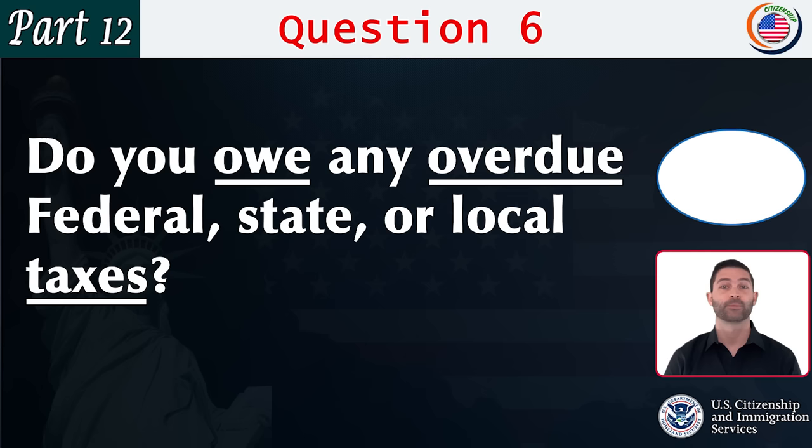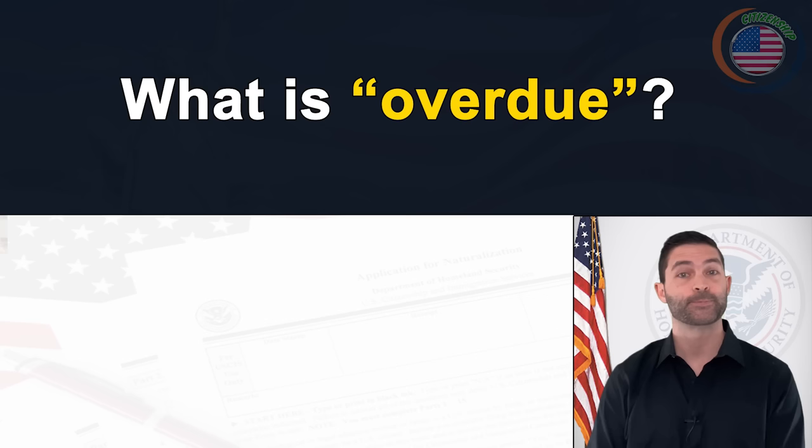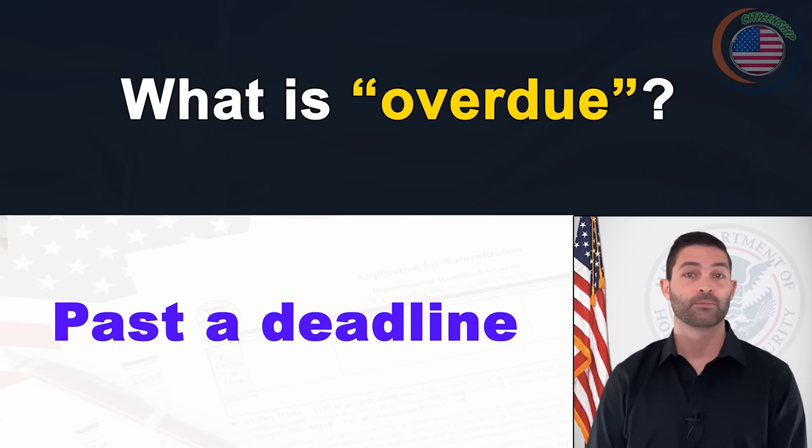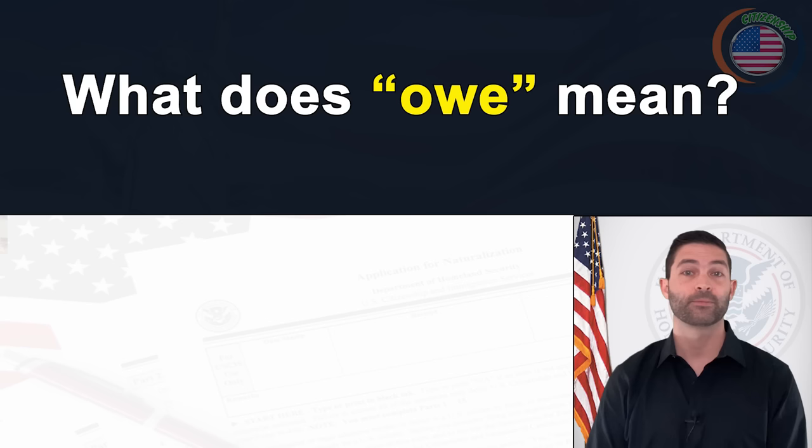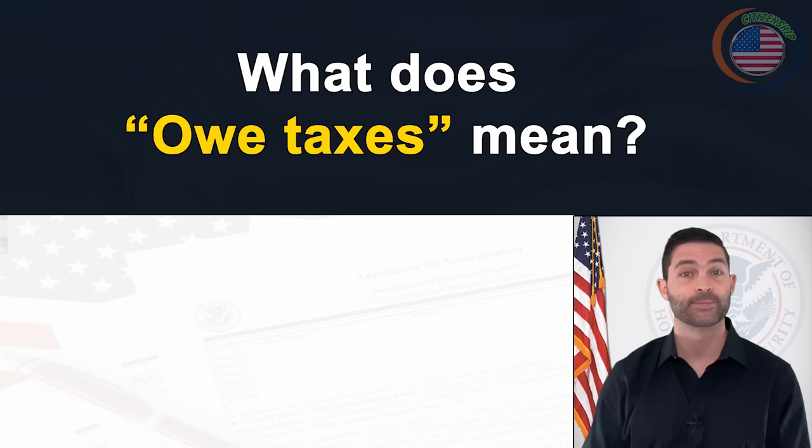Do you owe any overdue federal, state, or local taxes? No. What is overdue? Past a deadline. What does owe mean? To have a debt. What does owe taxes mean? To owe the government money.